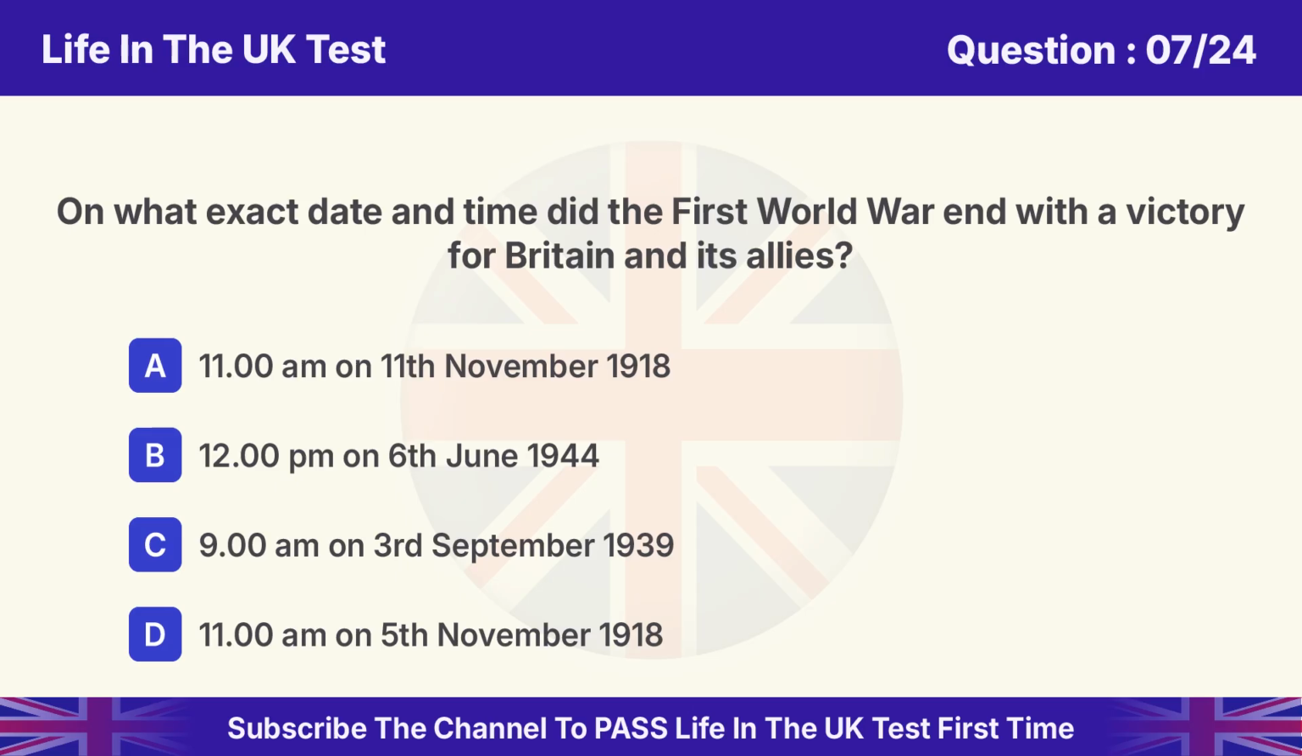Question 7. On what exact date and time did the First World War end with a victory for Britain and its allies? Option A, 11 a.m. on 11th November 1918. B, 12 p.m. on 6th June 1944. C, 9 a.m. on 3rd September 1939. D, 11 a.m. on 5th November 1918.